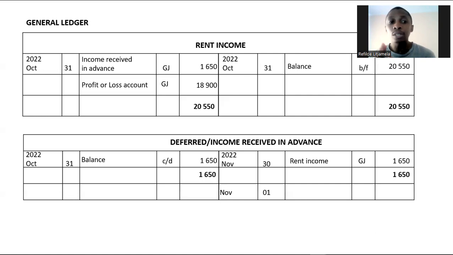Remember, we're working right here, guys. We're working with October, so this was transferred on the 31st of October, and we bring it down to the 1st of November. When we bring it down to the 1st of November, we'll have a balance brought down. It will be 1,650. So when we start the new month, you're going to have 1,650, which later on will have to be reversed when we incur it.